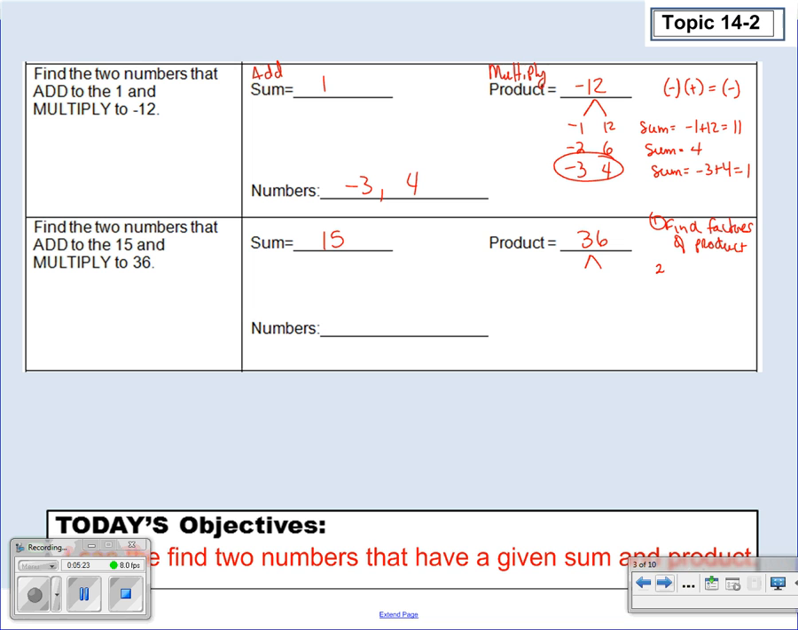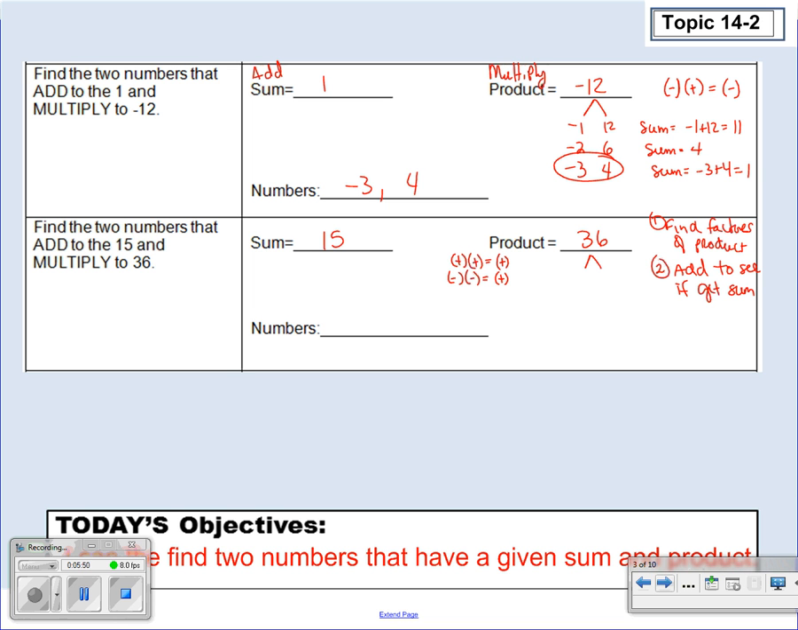And then add them together and see if we get the sum. So starting with 36, the product is positive. That means both numbers should be positive because positive times a positive gives us a positive number, or both could be negative. Negative times a negative will also give us a positive. The helpful thing that's going to help us out is looking at our sum.